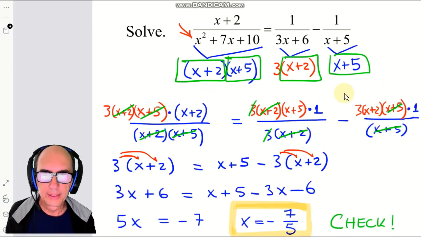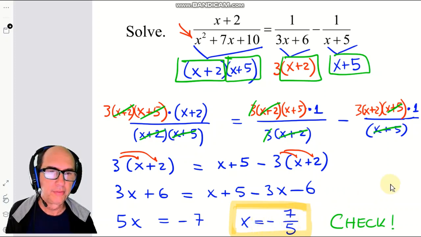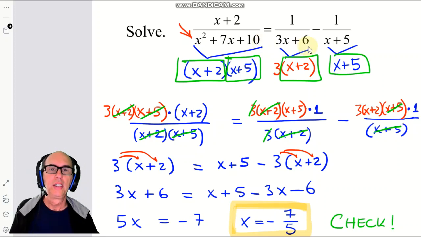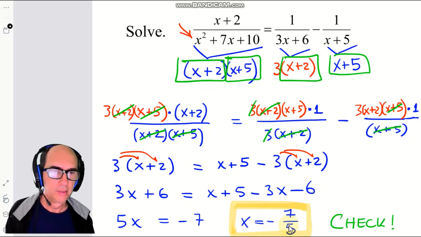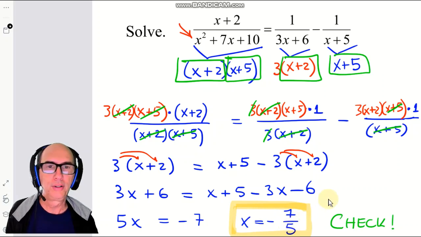Now that's the solution I found. X equals -7/5. And don't forget to check, plugging into the original equation. I checked it and saw there was no denominator that was made equal to 0, and the solution makes sense. I'm quite confident x equals -7/5, but if you found something different, let me know.